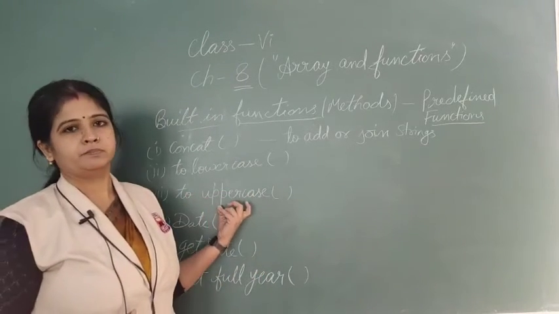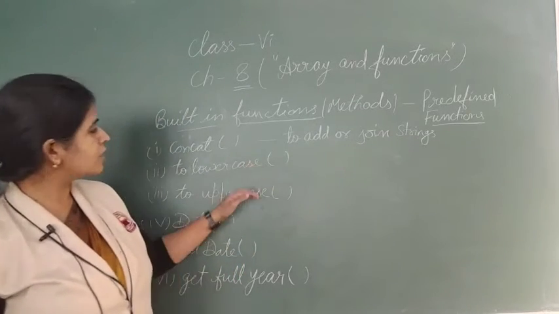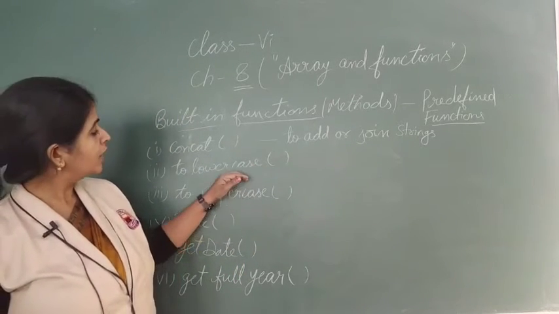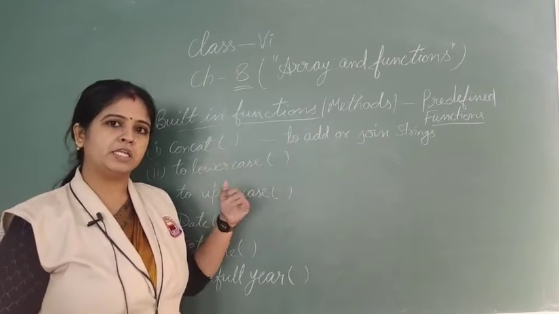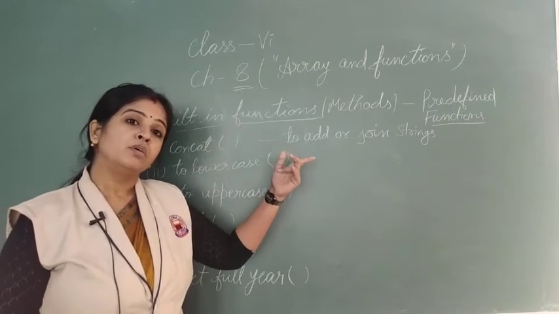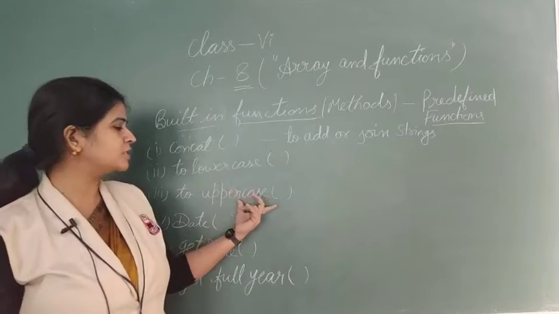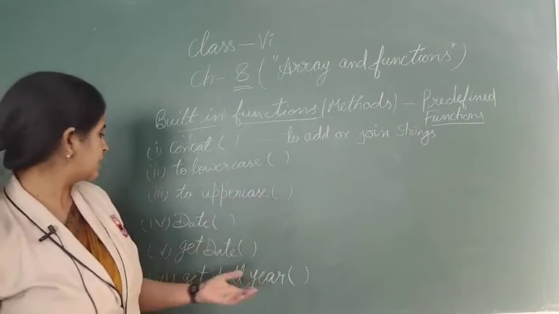toUpperCase is just the reverse of lowercase. It will convert your string into uppercase, meaning from small letters into capital letters. So, toUpperCase is used to convert the string into capital letters.